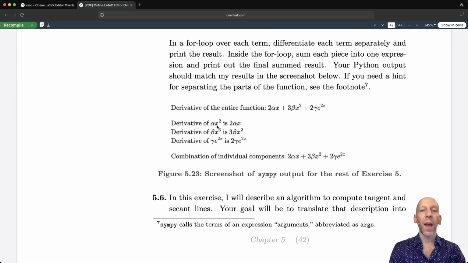So your output of SymPy will look something like this. Here we have the derivative of the entire function. Here's the derivative of each individual piece. And then inside this for loop, you can add all of these individual terms together and then print out the result here. Now, no surprise, this result is going to equal this result. This again follows from the linearity of differentiation. And the key point here is really to learn more about working with expressions in SymPy.